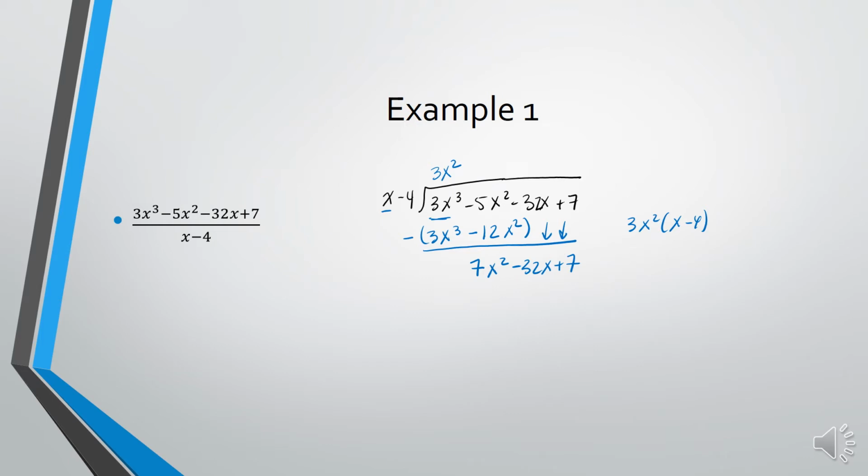Now I repeat that process. So I'll go to red this time. What should I multiply x by to get 7x squared? Well, I should multiply it by a positive 7x. Once you write that term up there, you're going to multiply. So I'll multiply and get 7x squared minus 28x, and then subtract. So multiply and subtract. My 7x squareds cancel, which is exactly what we wanted to do. And I have negative 32x plus, because I distributed, plus 28x. So negative 4x, and let's bring down our 7.